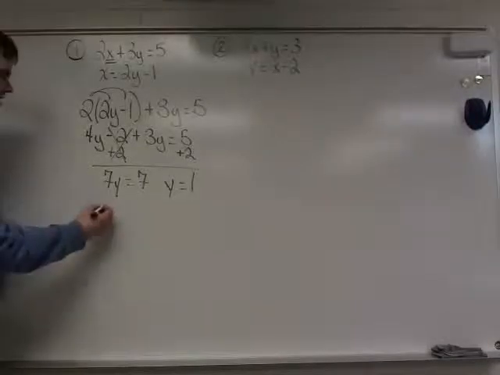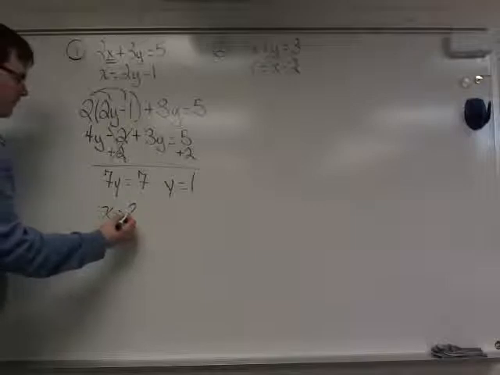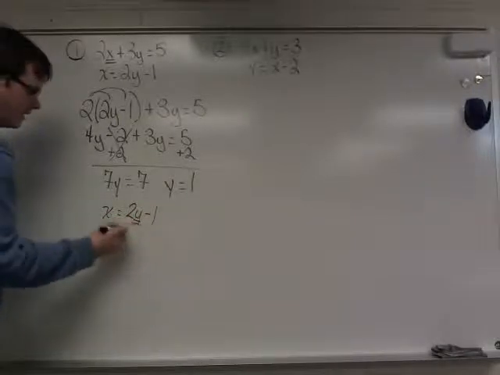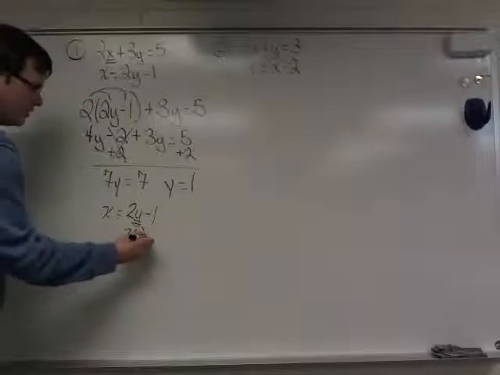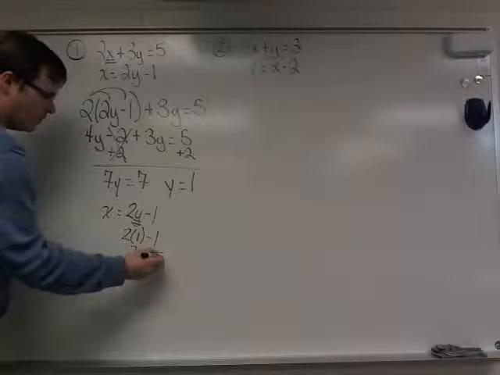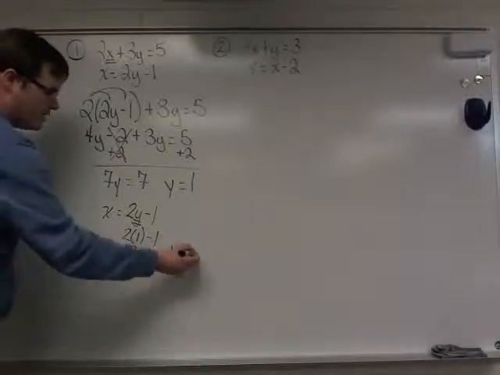So if I pick x equals 2y minus 1, I'm going to change y into 1. So it's going to say 2 times 1 minus 1. 2 times 1 is 2, and 2 minus 1 is 1. So x has to equal 1.